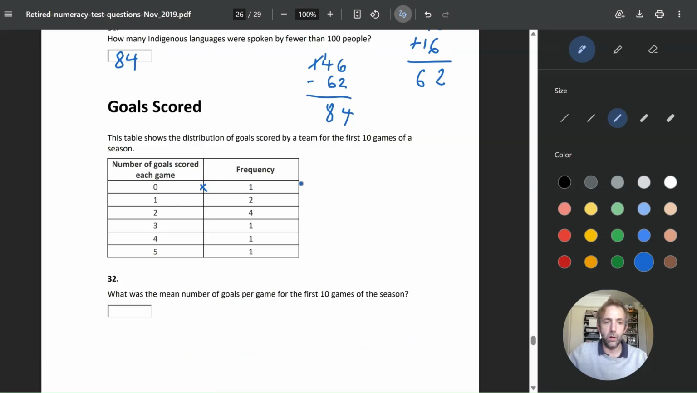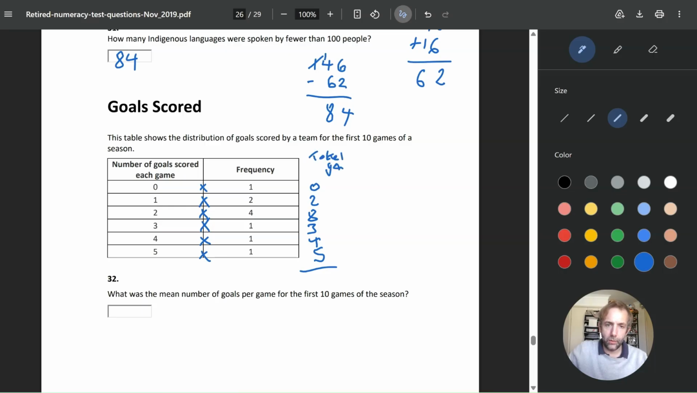So if we do 0 lots of 1, that is 0. We do 1 lots of 2, that is 2. If you do 2 lots of 4, that is 8. 3 lots of 1 is 3. 4 lots of 1 is 4. And 5 lots of 1 is 5. So this is the number of goals in total. So I'll put here total goals, okay?